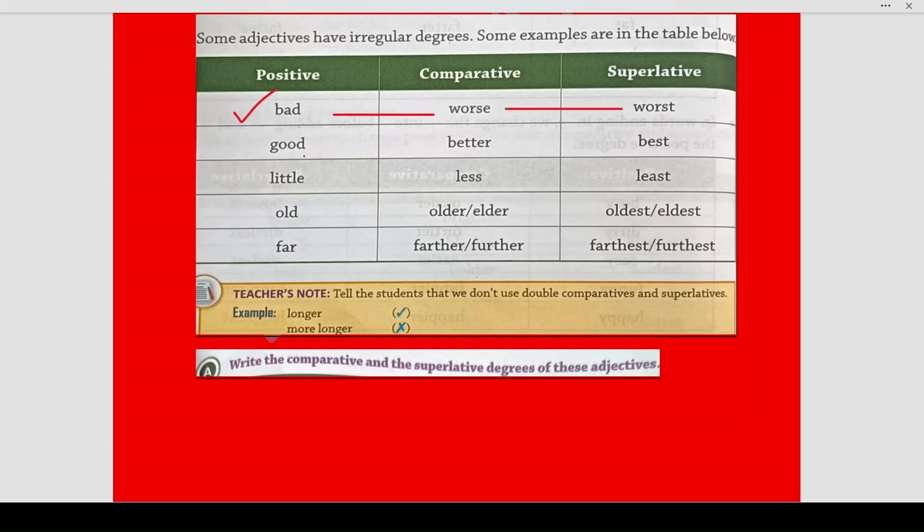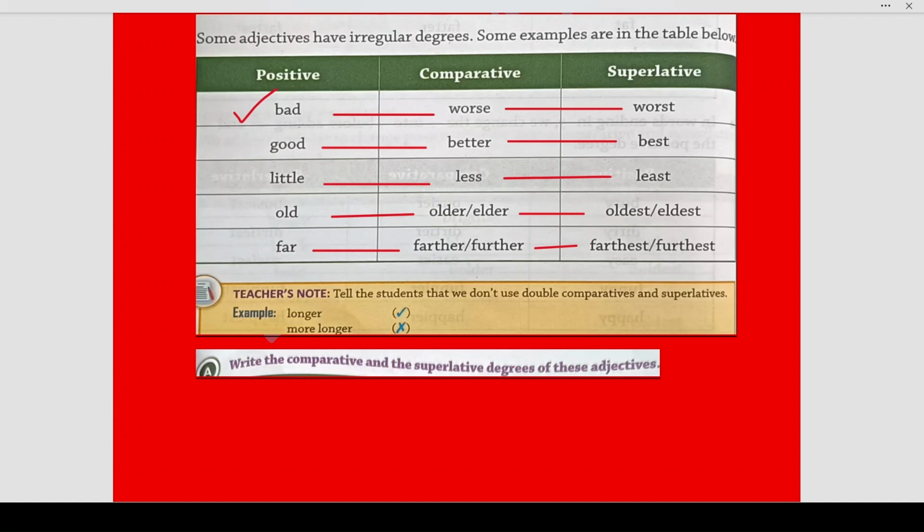Good is better, and best. It is not good, gooder, goodest. It is good, better, best. Similarly, little, less, and least. Old, older, or elder, and oldest or eldest. Far becomes farther or further, and farthest and furthest.